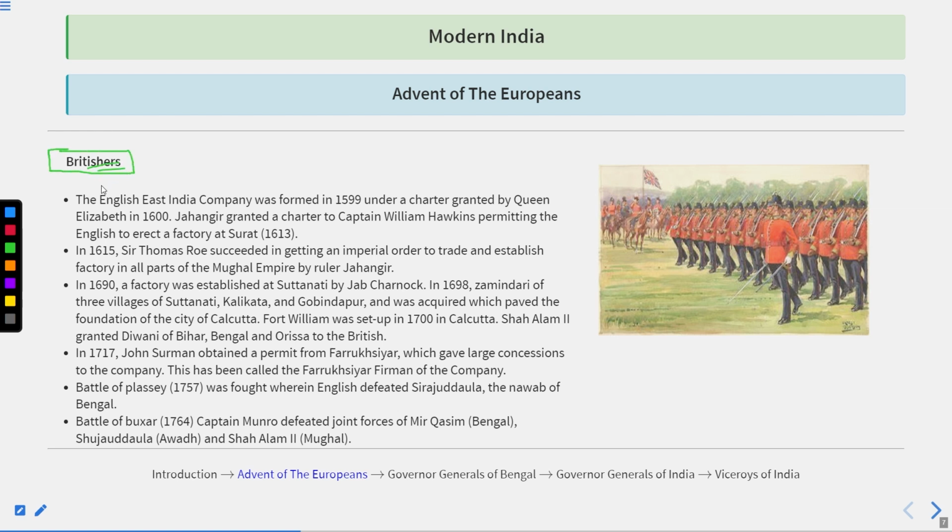After this, the Britishers, also called the English. The English East India Company was formed in 1599, under a charter that was granted by Queen Elizabeth in 1600. And when they came to India, for the first time from the British side, Captain William Hawkins, who was an officer of the English East India Company, came to India and met the Mughal Emperor Jahangir.